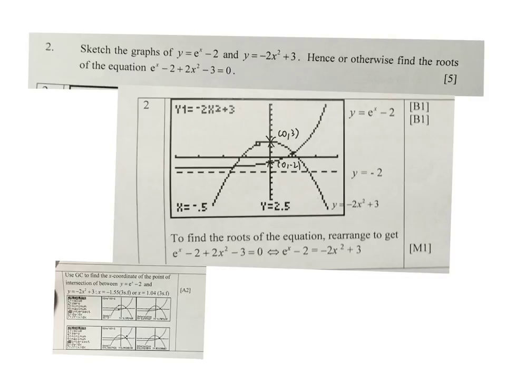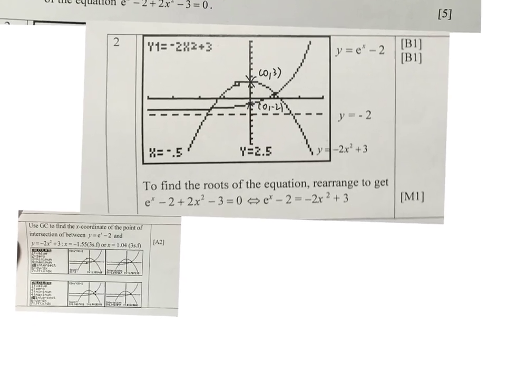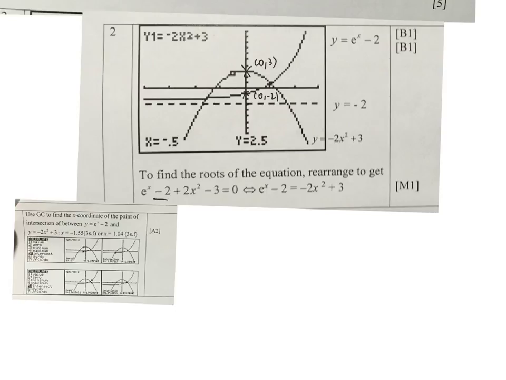Hence, after that, you need to find the roots of the equation e to the power x minus 2 plus 2x squared minus 3 equals 0. If you observe this equation, it is the same as if I were to shift 2x squared minus 3 to the right hand side: e to the x minus 2 equals negative 2x squared plus 3. So what does it mean? If I look at the solution to these two equations, the intersection points will give me the solution to this equation.